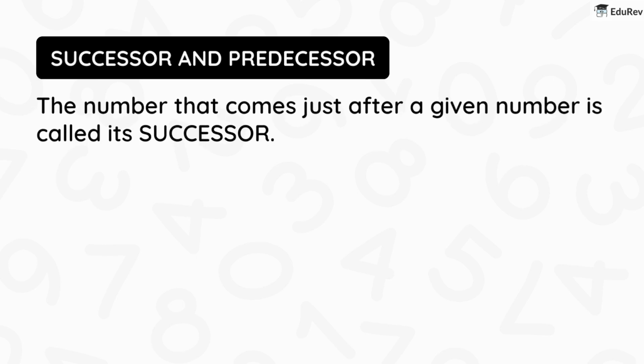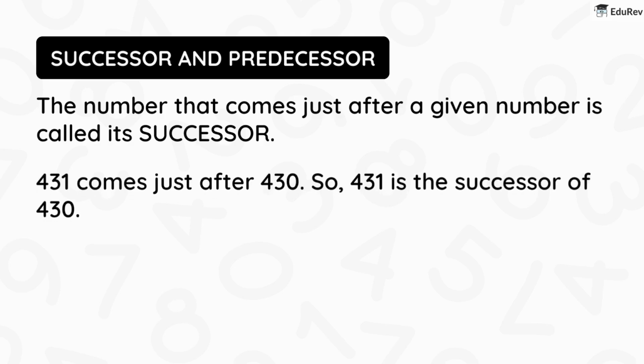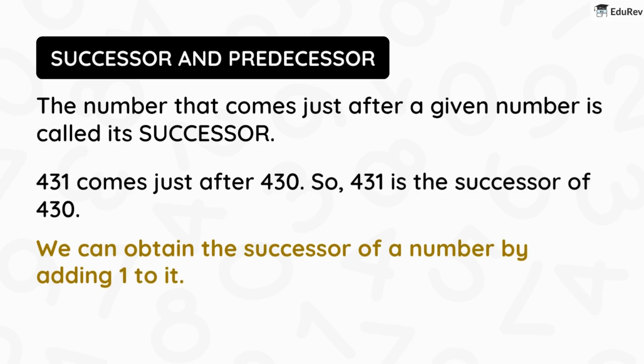Let's look at successor and predecessor. The number that comes just after a given number is called its successor. 431 comes just after 430. So, 431 is the successor of 430. We can obtain the successor of a number by adding 1 to it. Successor of 174 is 174 plus 1 is equal to 175.